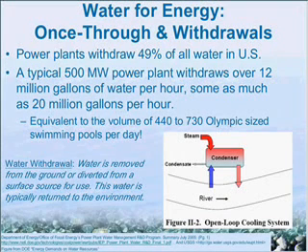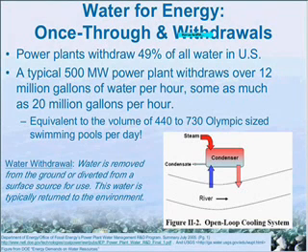So power plants using once-through cooling systems withdraw massive amounts of water, and so water is oftentimes a primary constraint for power plant production. If there's not enough water, then the plant can't operate. But it also has impacts on water resources even when there's ample water to go around.